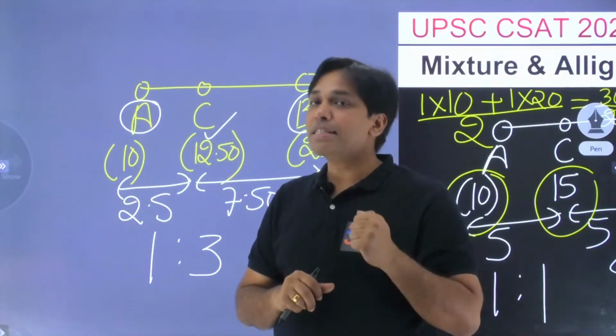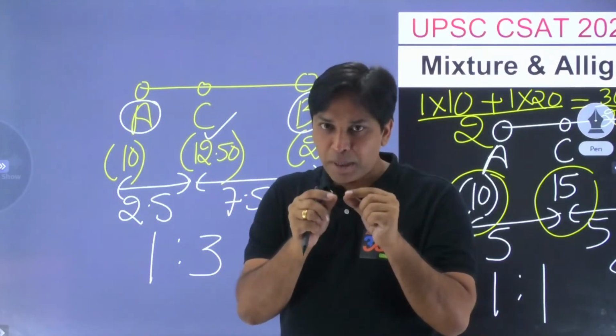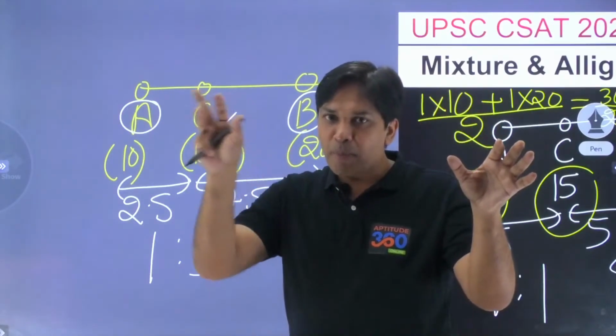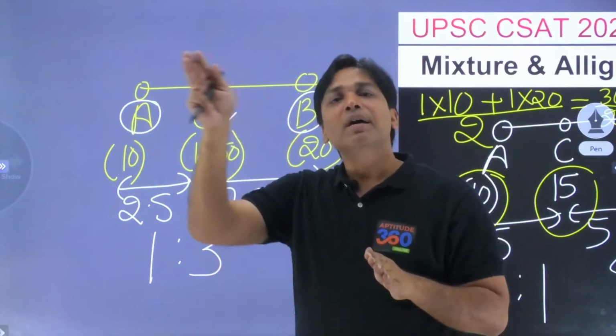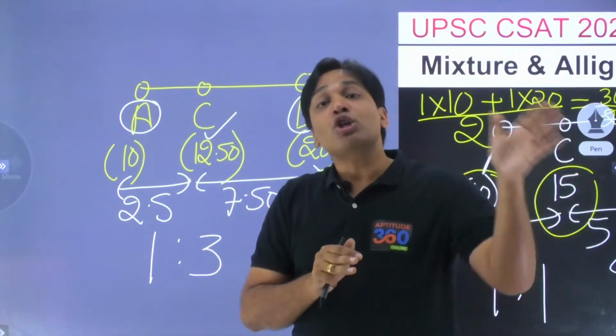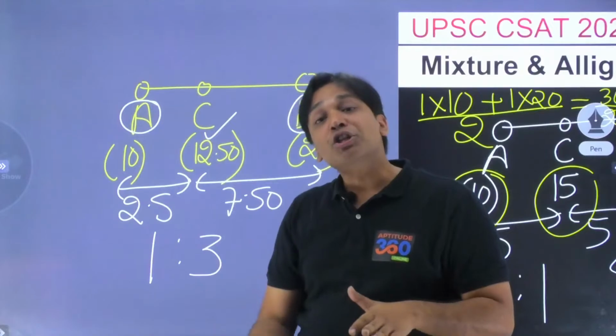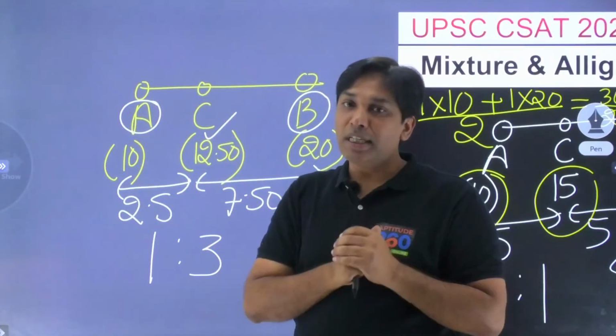अब आप एक common sensically देखोगे. If you want 15 rupees per kilogram, then you will have to mix them equally, 1 kilogram of 10 rupees per kilogram, then 1 kilogram of 20 rupees per kilogram. If you're mixing 2 kilograms of 10 rupees per kilogram, then you should be mixing 2 kilograms of 20 rupees per kilogram, right? So equal quantity.